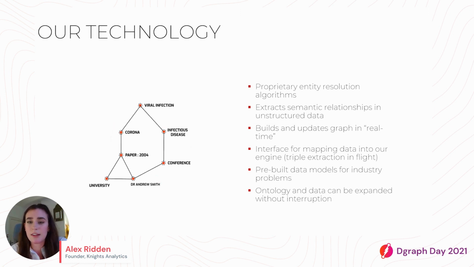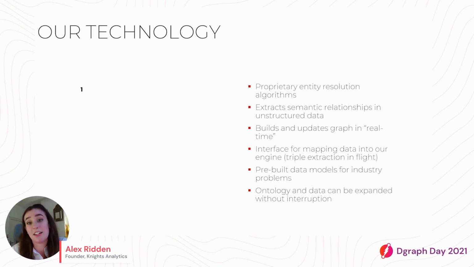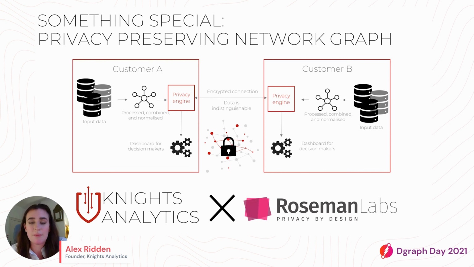So I'm going to finish on something I think is really interesting and exciting, hopefully, which is that we've been working with a company called Roseman Labs here in the Netherlands also to be able to do privacy preserving network graphs. This is important for a lot of banking and money laundering use cases where we really want to be able to share data and analyze data and detect financial crime, but we're not able to do some of the more fuzzy entity resolution.